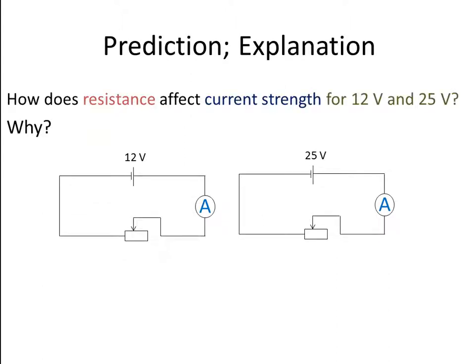And what is your prediction? How does resistance affect current strength? And how will it be different for the 12 volt circuit compared to the 25 volt circuit? And why do you say this?